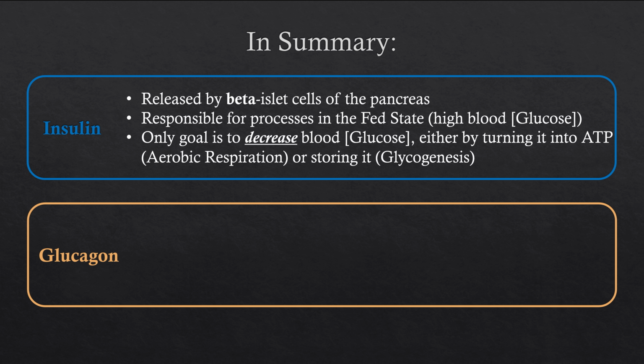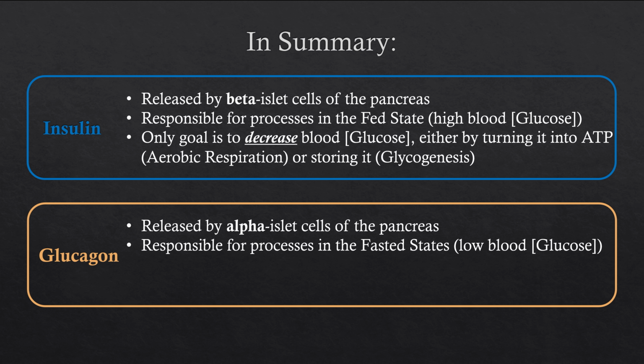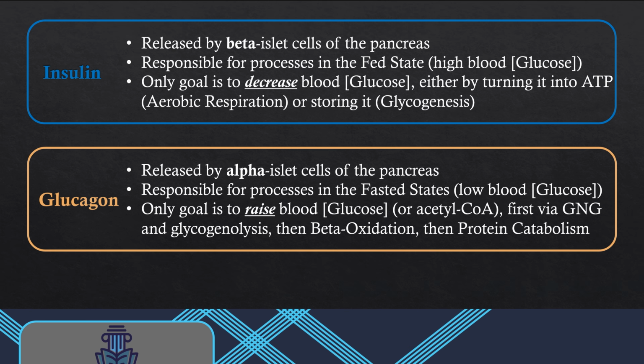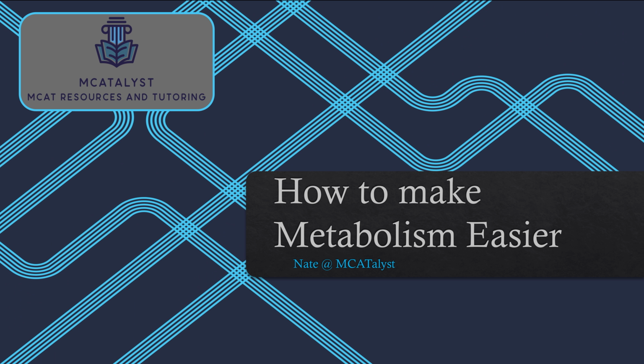Glucagon, on the other hand, is released by the alpha islet cells of the pancreas, and it is responsible for the processes in the fasted states when we have low blood glucose levels. So glucagon is trying to raise that blood glucose to a more normal level. Since its only goal is to raise blood glucose, or acetyl-CoA technically, it's first going to do that through gluconeogenesis and glycogenolysis, then beta oxidation, and then protein catabolism. So hopefully this was just a little bit of a better outlook to actually study metabolism to make it easier.